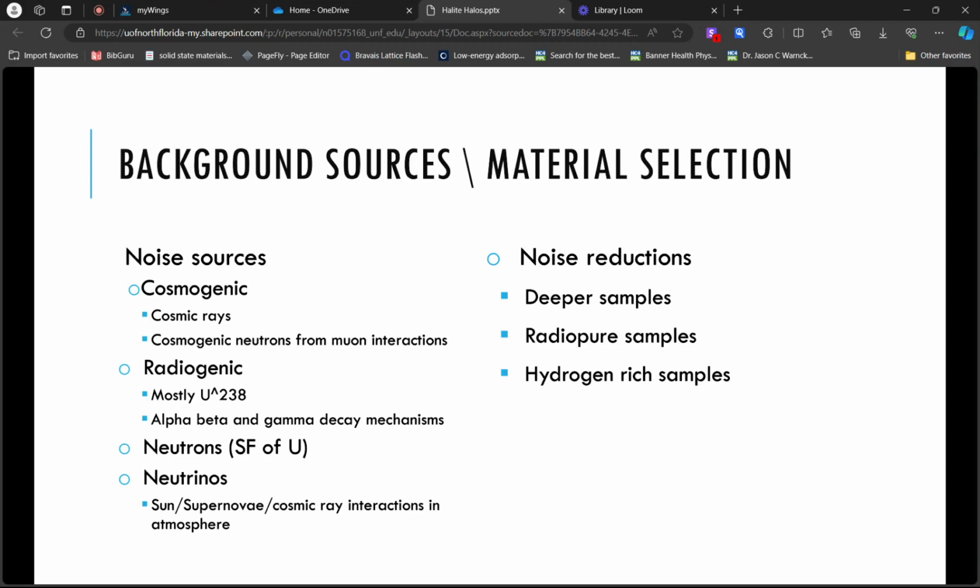Now, neutrinos from the sun, supernovae, cosmic ray interactions in the atmosphere, and other sources are still a big noise concern, but that's okay because we also want to find out more about neutrinos. We're still looking for more and trying to discover more about their interactions as well. So we're happy to see neutrinos. We're working on methods to eliminate them as well in the future.